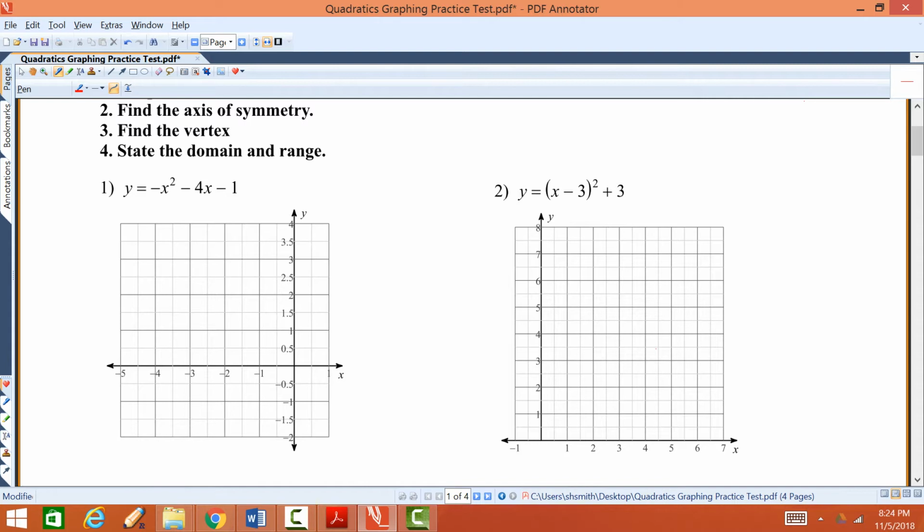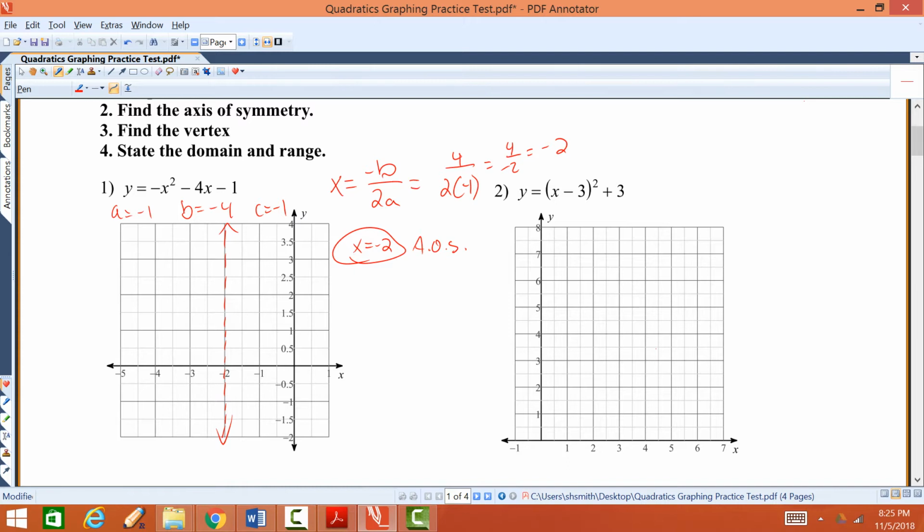So this is in standard form. The axis of symmetry for standard form is negative b over 2a. So a is negative 1, b is negative 4, and c is negative 1. So this is going to be the opposite of negative 4, which is 4, over 2 times negative 1, which is 4 over negative 2, which is negative 2. So x equals negative 2. So this is my axis of symmetry.